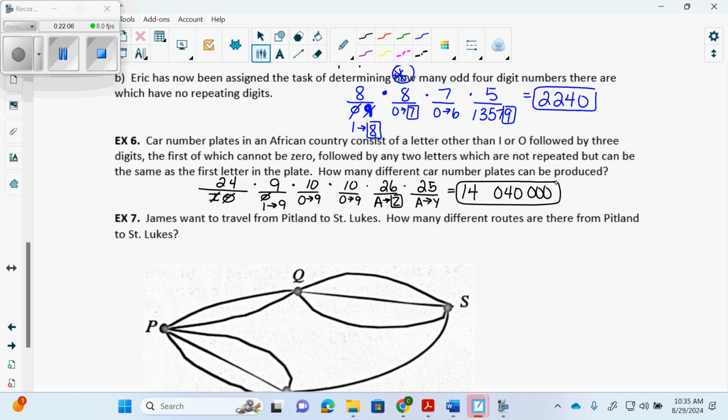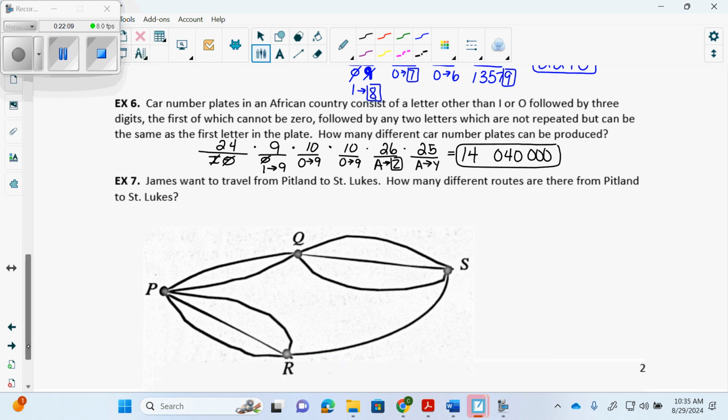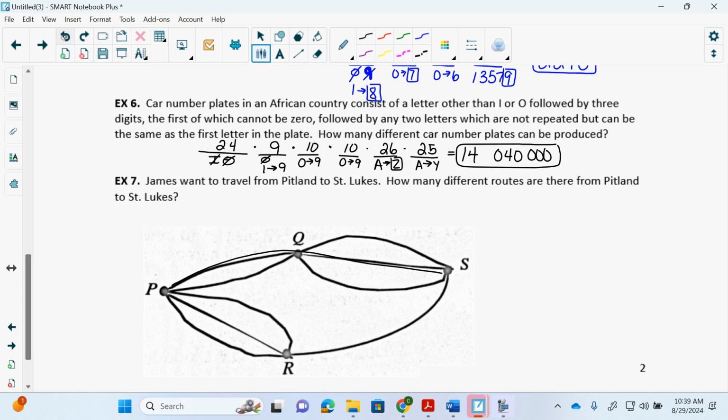I want you to try 7 by just counting, and then I want you to try 7 using the fundamental counting principle and see if you can figure out how to do this one. So we're also going to do it by just counting pathways. Try it out. If we just count these from P to S through Q, we would have 1, 2, 3, 4, 5, 6, 7, 8, 9. We agree? So, let me get rid of my lines because I have too many. But we would have 9 if we just added them up.